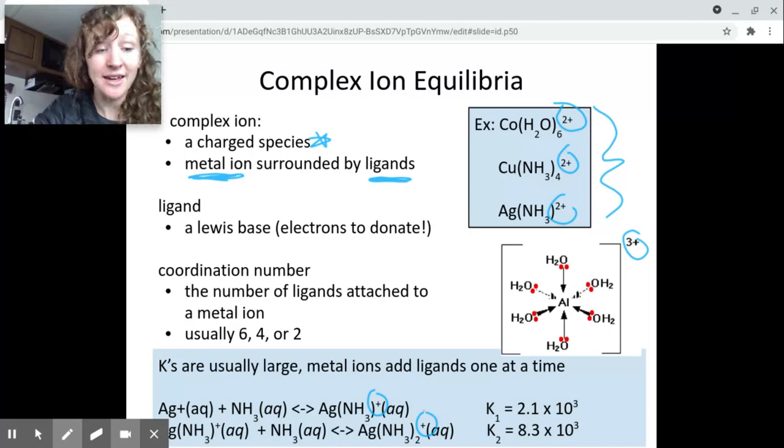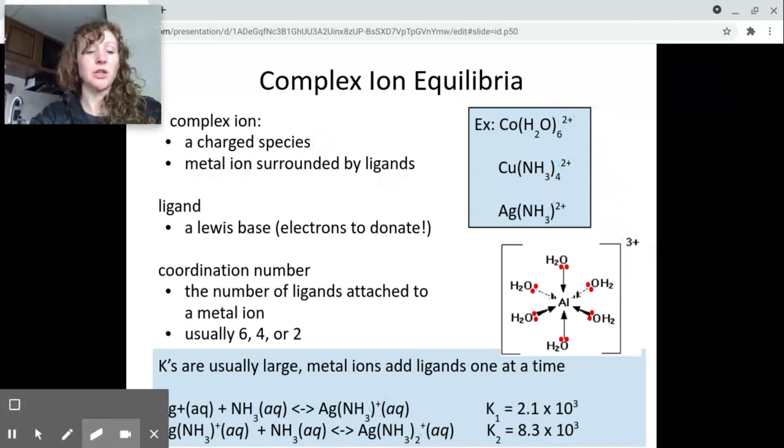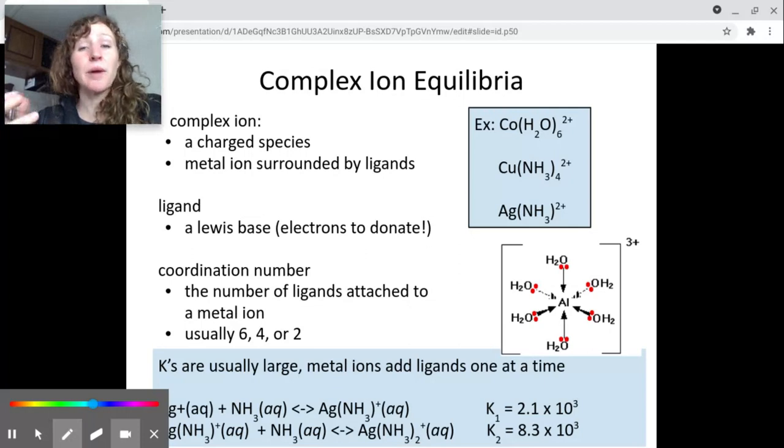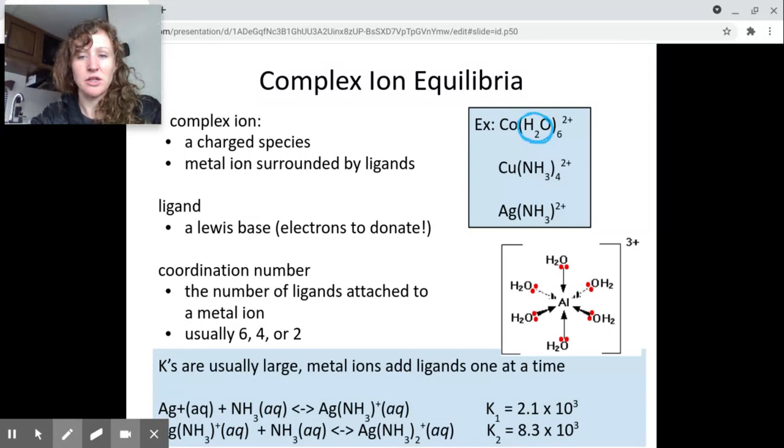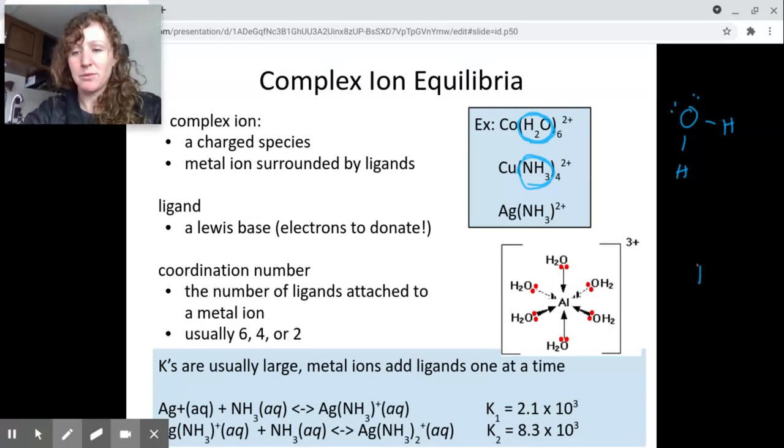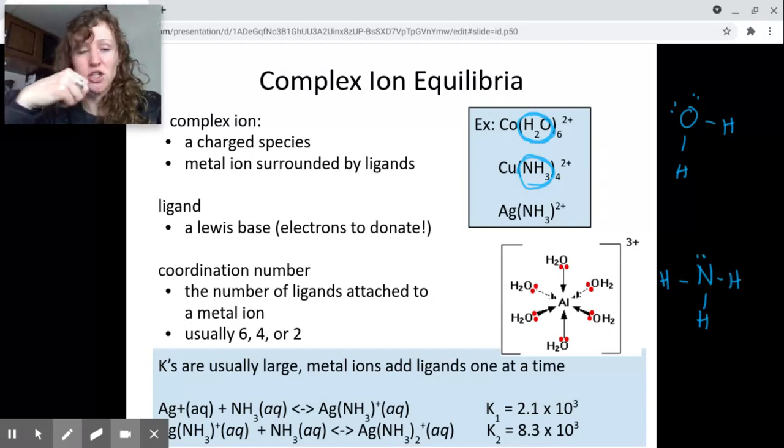So what is a ligand? It is going to be a Lewis base. And remember, Lewis bases are things that are electron rich. They have electrons to donate. So if we look at this, we see the metal is attached to things like water or ammonia, and water has 2 lone pairs of electrons, so very electron rich, can easily act as a Lewis base. Same thing with ammonia. Ammonia is going to look like this. Again, has an extra lone pair. It's going to be electron rich.